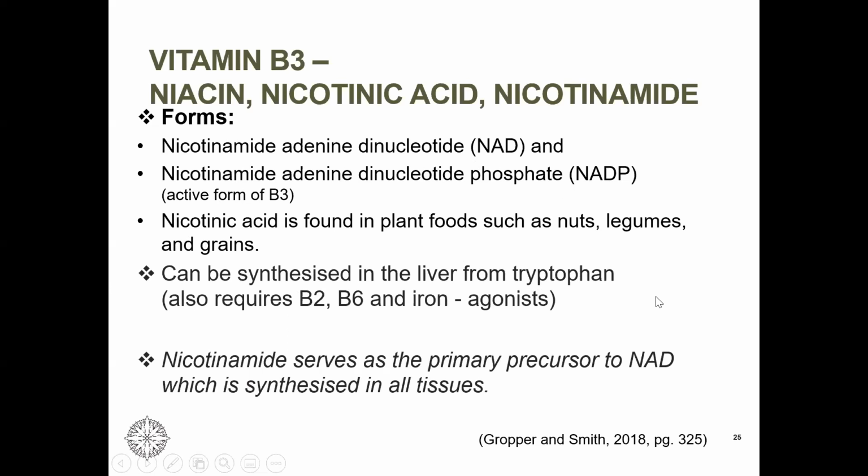Does anybody remember from Foundations of Human Nutrition, what is the conversion factor in amounts? Like how much niacin we can make from how much tryptophan? So we can make 1 milligram of niacin from 60 milligrams of tryptophan. Too much dependence on tryptophan.